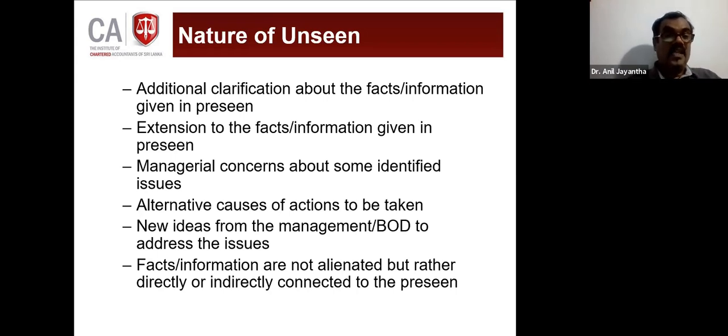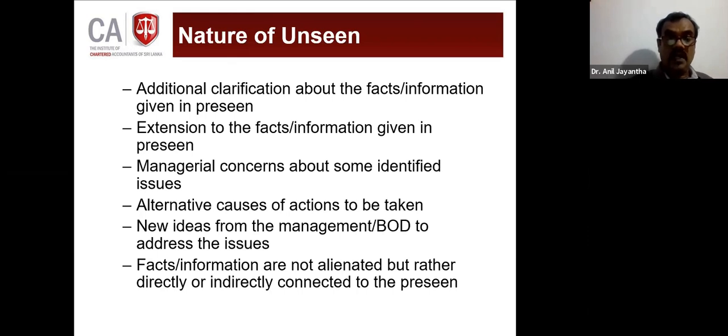Right? Then in the unseen, sometimes new ideas come from the management or board of directors to address the issues. New ideas also may come. For instance, all of a sudden, maybe a board director got some exposure from a foreign company, or got an invitation from a foreign investor, or maybe due to contacts with the government or any other links, he or she thought of new business ideas.